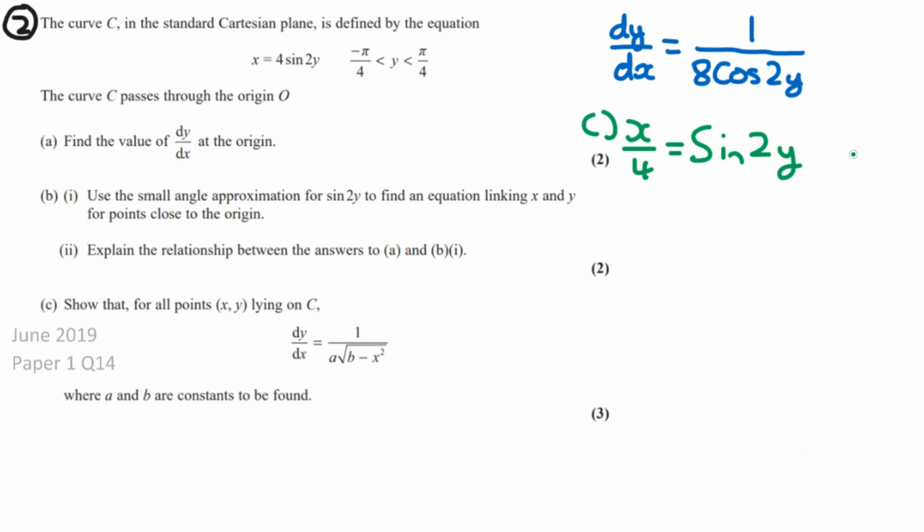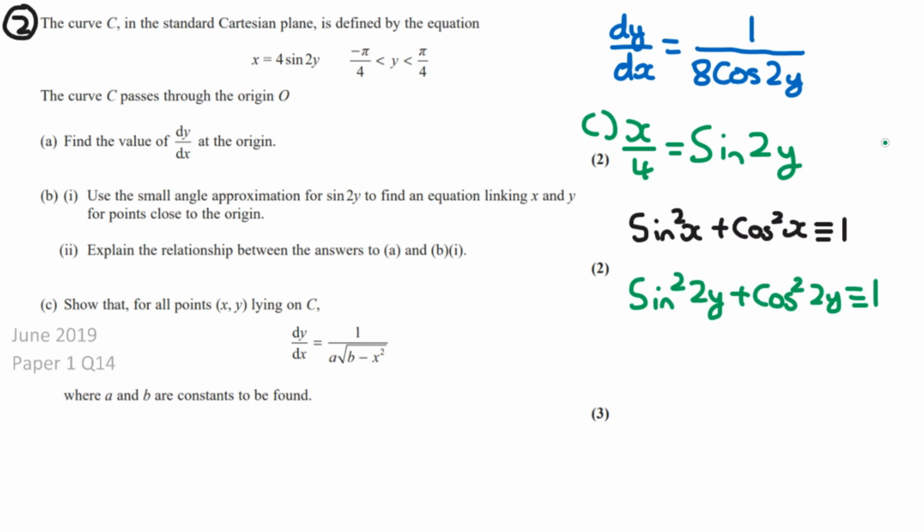So therefore we're going to use the trig identity that sin squared x plus cos squared x is equivalent to 1, and as we've got 2y here, it's going to be that sin squared of 2y plus cos squared of 2y is equivalent to 1. And as x over 4 is equal to sin of 2y, sin squared of 2y is going to be x over 4 to the power of 2. So now we've got this equation here: x over 4 to the power of 2 plus cos squared of 2y is equal to 1. And now we can rearrange this in order to make cos of 2y the subject.